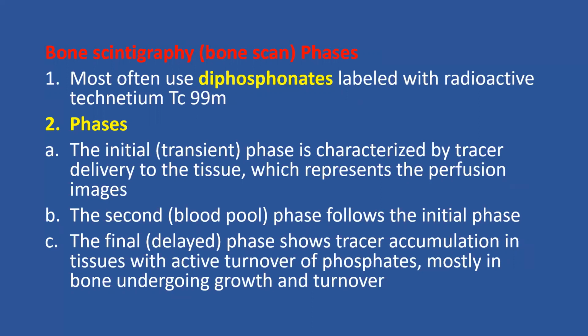So the bone scintigraphy, bone scan phases most often use diphosphonate labeled with the radioactive technetium-99 phosphate. The initial transient phase is characterized by tracer delivery to the tissue, which represents the perfusion images. The second blood pool phase follows the initial phase. The final delayed phase shows tracer accumulation in the tissues with active turnover of phosphate, mostly in bone undergoing growth and turnover. These are the three phases we use in whether technetium, whether other radioactive substances are used. But the difference is one is transferred by means of proteins, the other means of diphosphonates occurring.